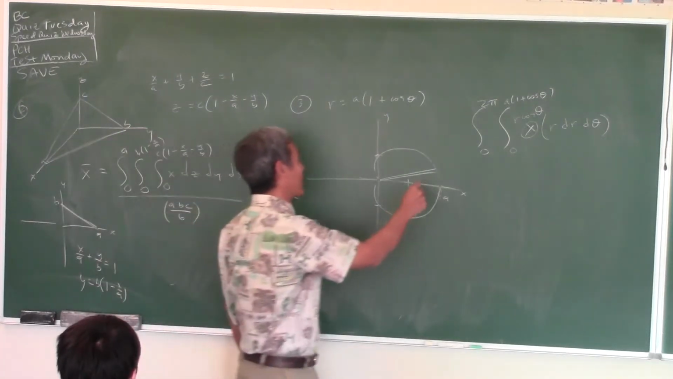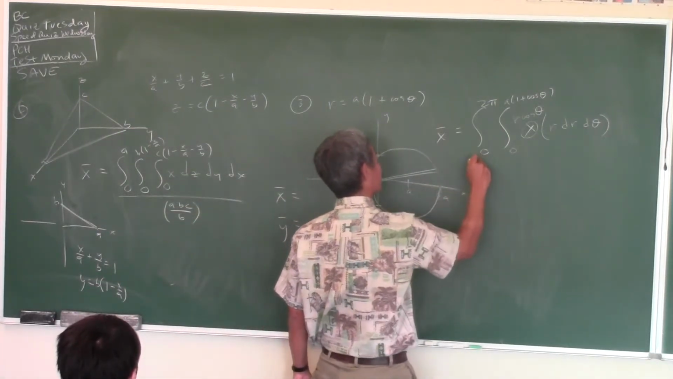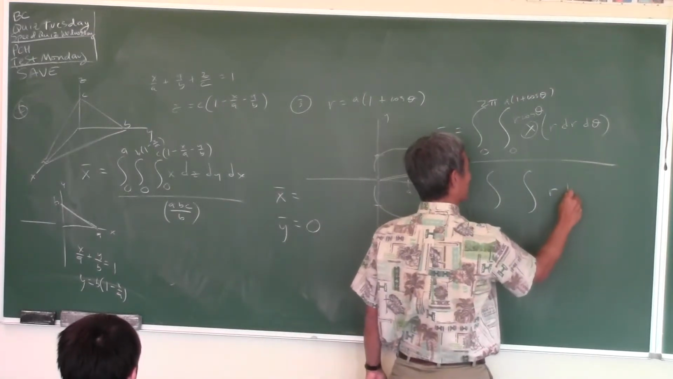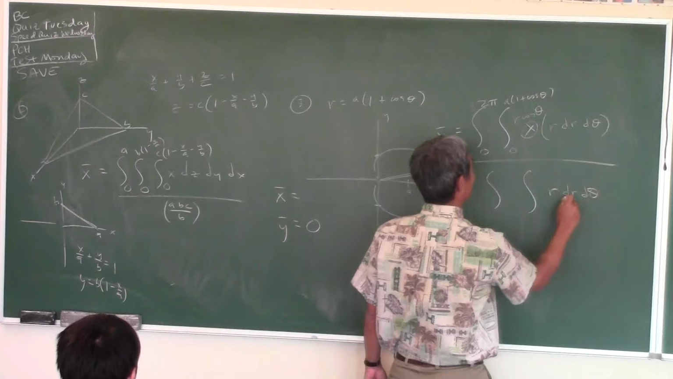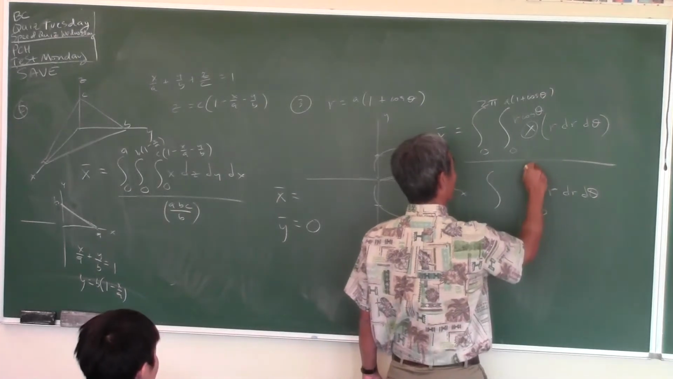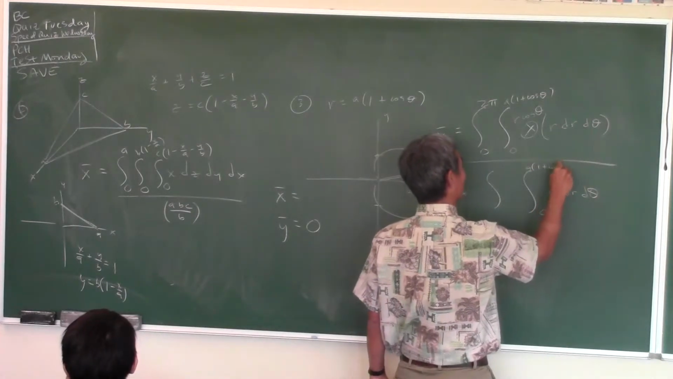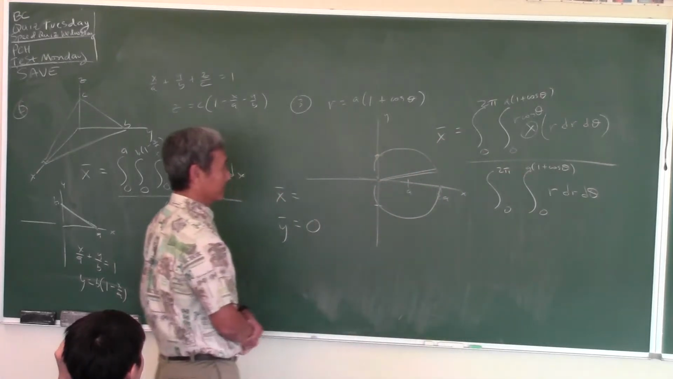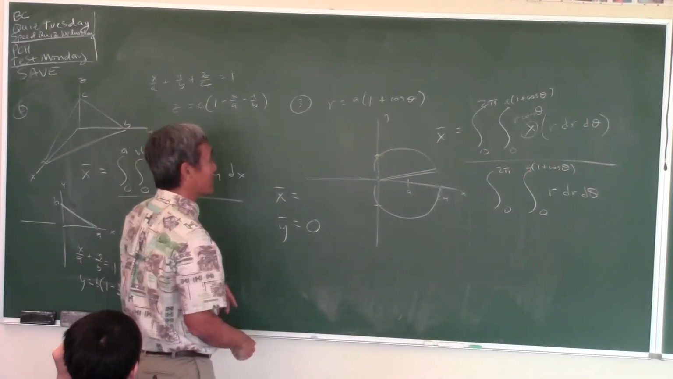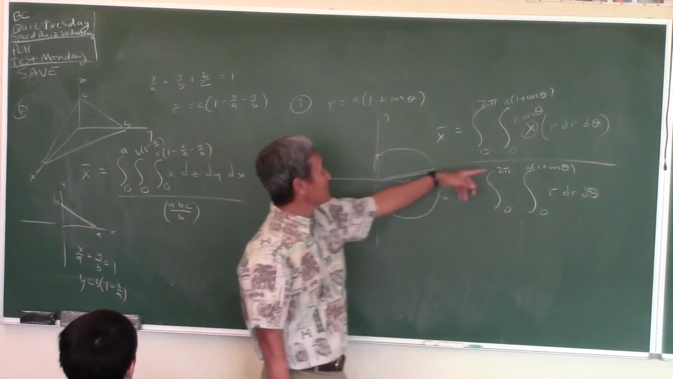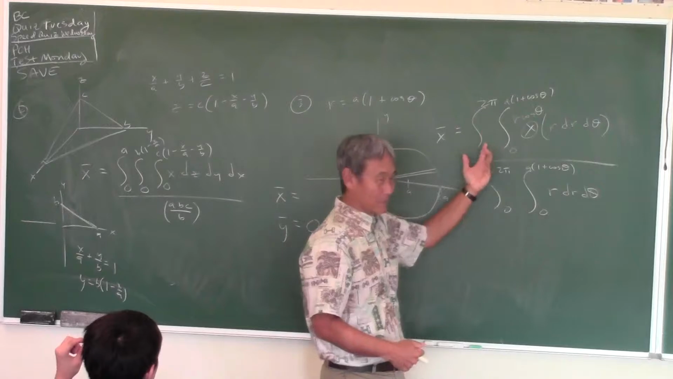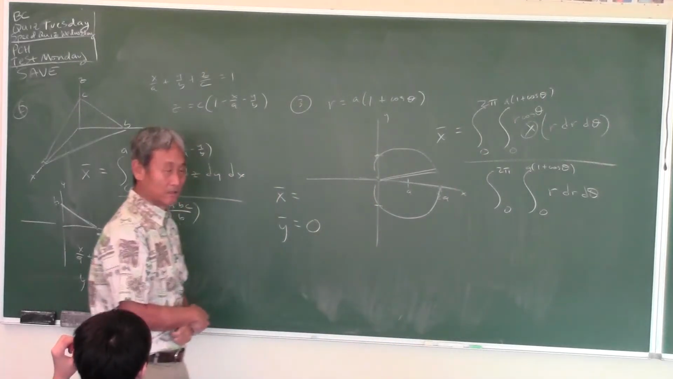And then the x coordinate of the centroid is this divided by the whole volume. To figure out the whole volume, it's just gonna be r dr d theta with the same limits: 0 to a(1 + cos theta), and then 0 to 2 pi. The only difference between the numerator and the denominator is this one has the x, and then the y one has the y, and the z one has the z.